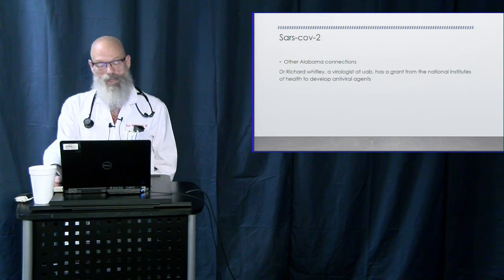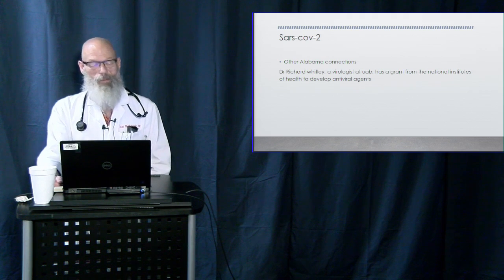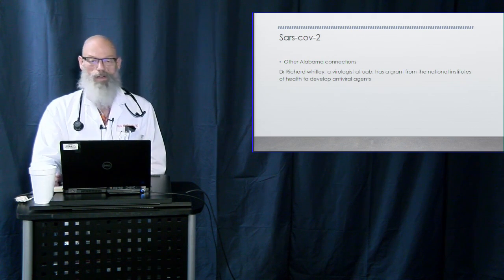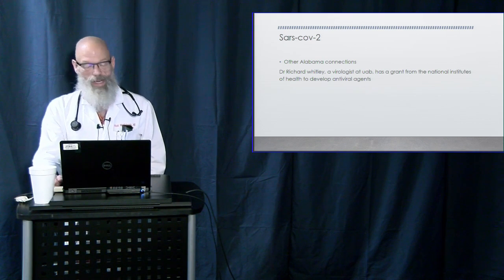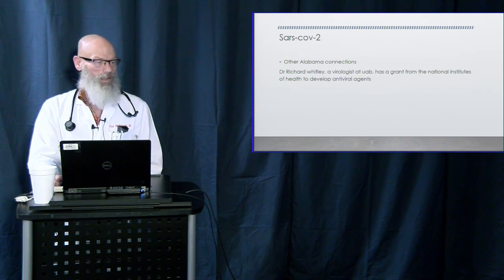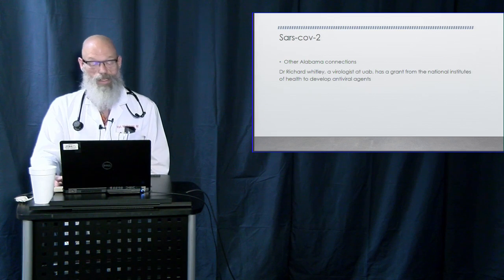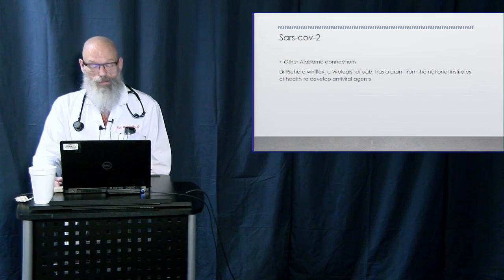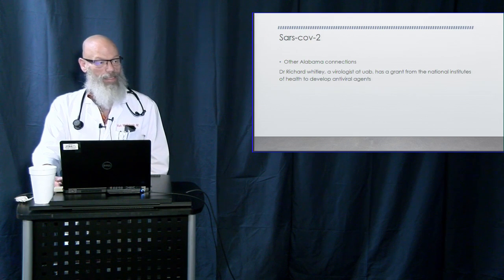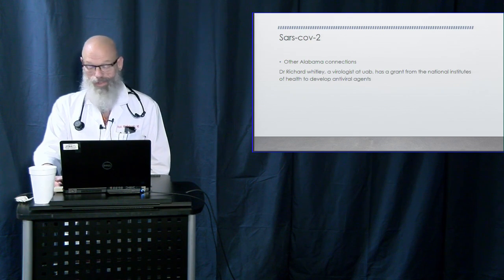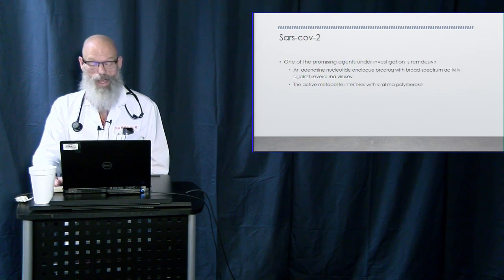Other Alabama connections: Dr. Whitley, a virologist at UAB who was also my mentor when I was a fellow, has a grant from the NIH to develop antiviral agents. He's done this for years. It's very important work. It's very interesting work. And he simply has a knack, I think, for being in the right place at the right time.